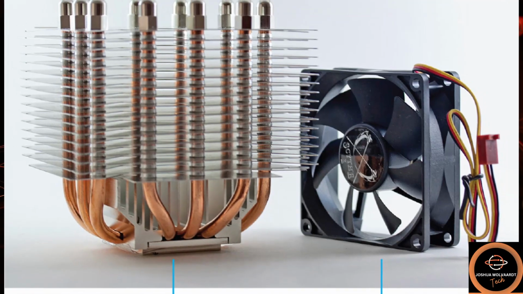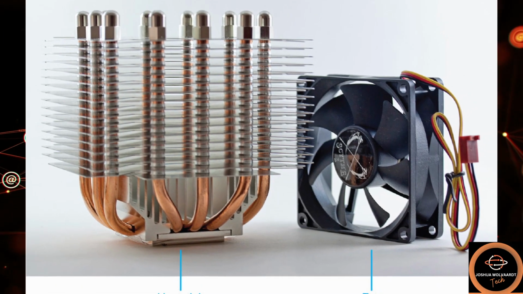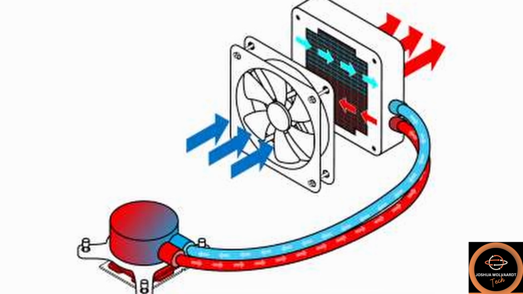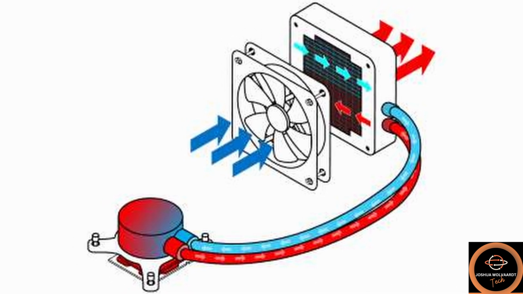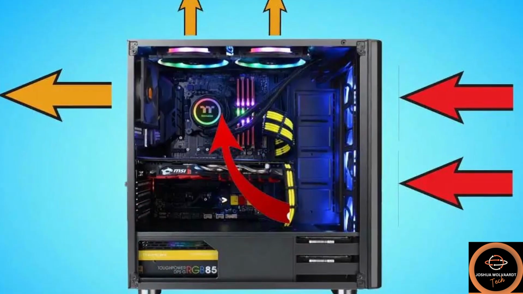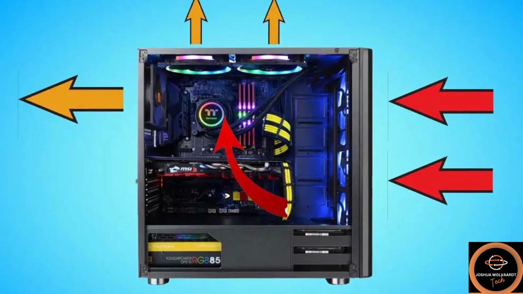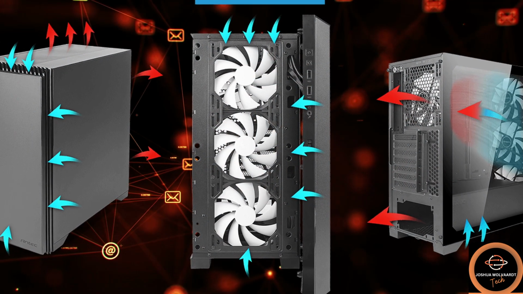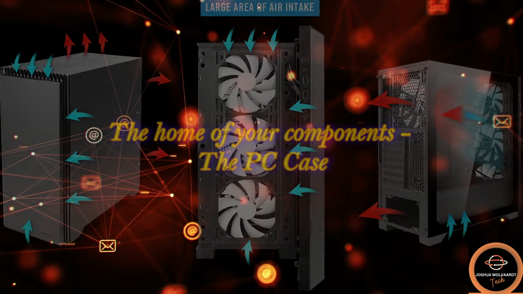Air coolers use heat sinks and fans to dissipate heat, while liquid coolers use a liquid coolant to transfer the heat away from the components. Proper case airflow, achieved through strategically placed fans, is also essential for overall system cooling.